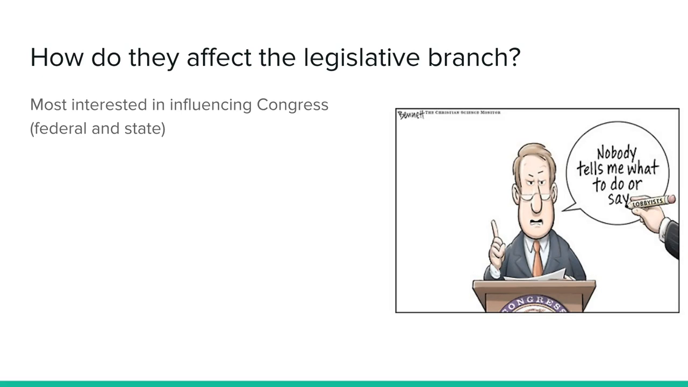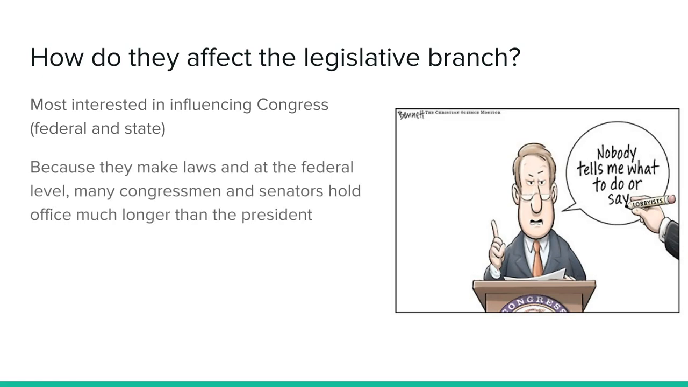Interest groups mostly focus on Congress. They're mostly focused on the legislative branch because that's where laws are created, and so that's where you have the most influence when you're trying to affect public policy. Congressmen and senators often hold office much longer than the president, and they're elected, so they're more easily influenced than a Supreme Court justice. So that's why interest groups tend to focus on the legislative branch. That's where most of the action happens.